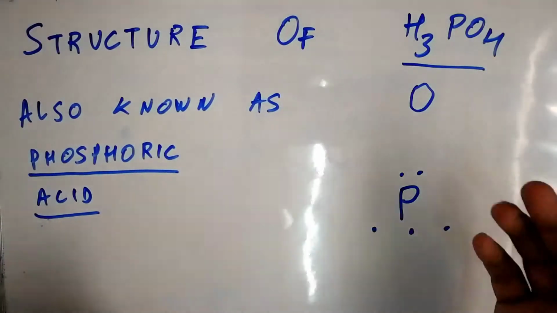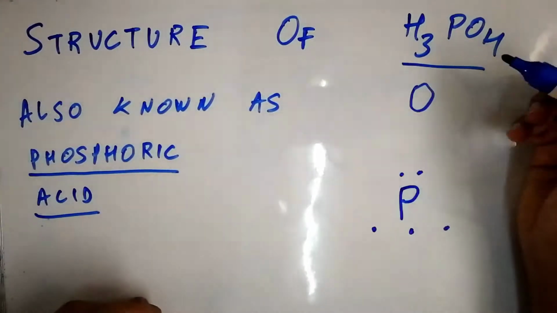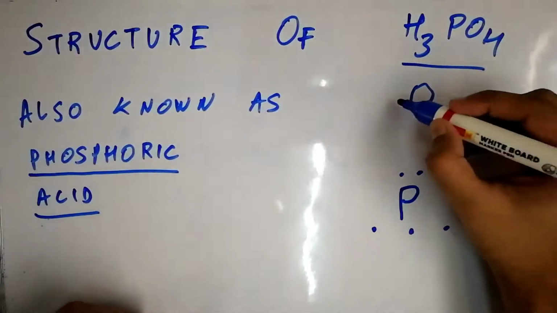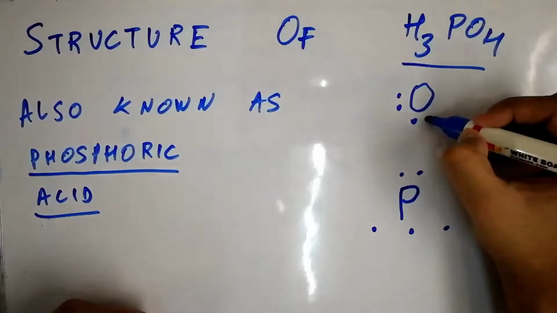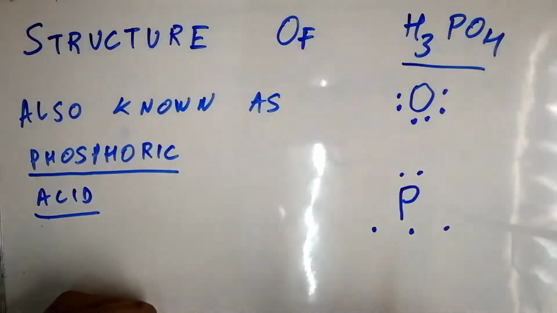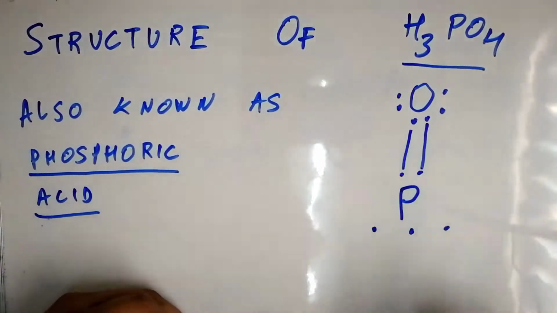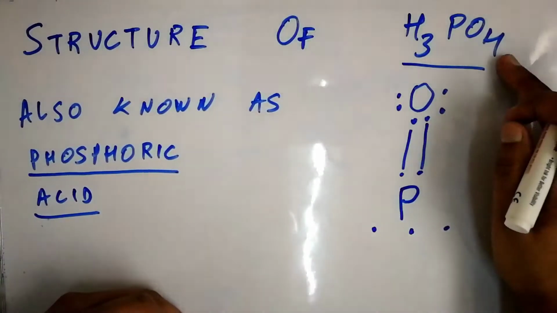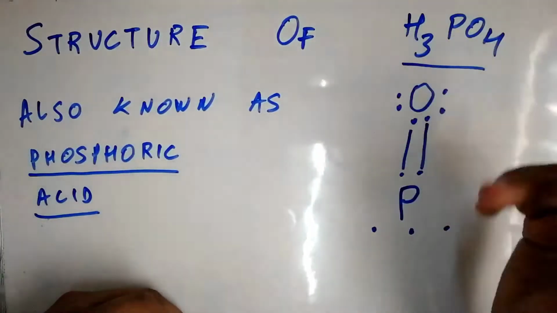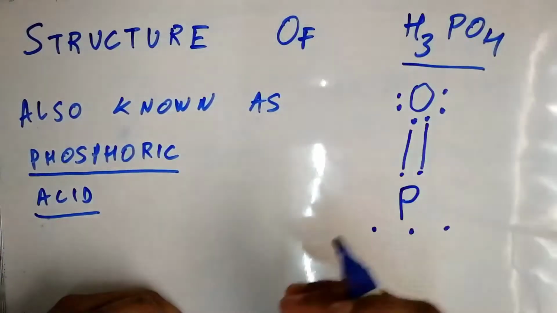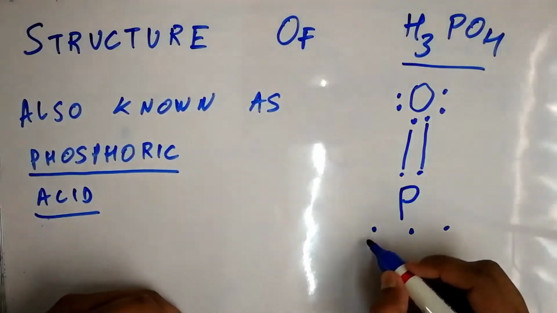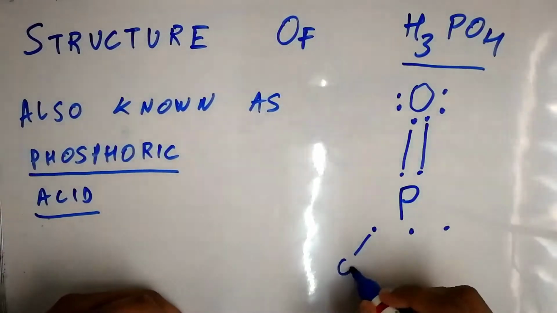All right, and you know that oxygen has 6 valence electrons: 1, 2, 3, 4, 5 and 6. And they're going to form a double bond, right? So we are now left with 3 oxygen atoms and 3 hydrogen atoms, and now they're going to combine like this. This is the oxygen.